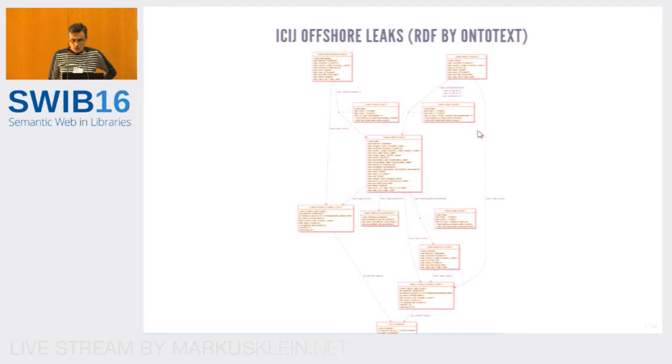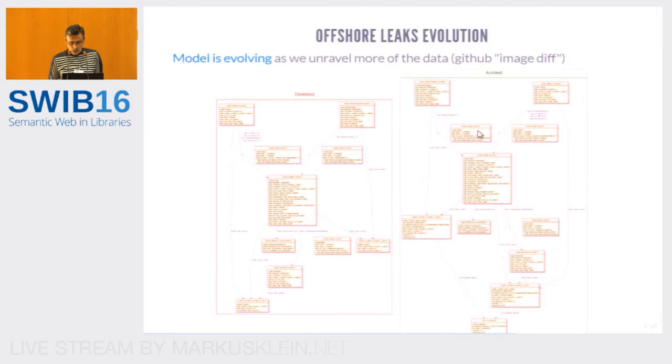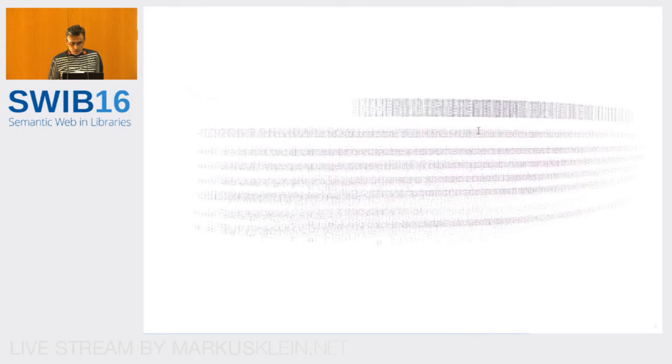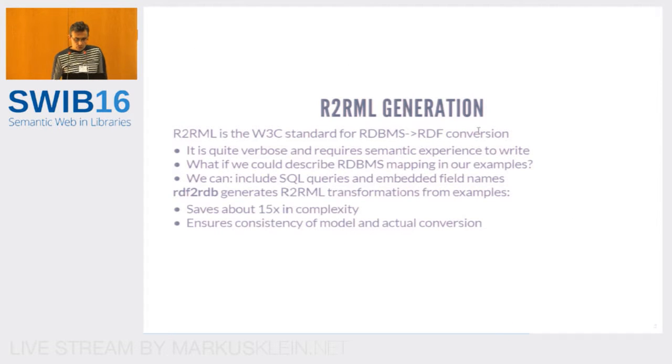This is the model of, if you have heard of the International Consortium of Investigative Journalists, Panama Papers, and now the Bahama Leaks. So we did an RDF rendition of this, and this is sort of the data model that we used. GitHub turns out that they can show a diff of two images. So as the model was evolving, on the left you see the old version, and on the right is the new version.